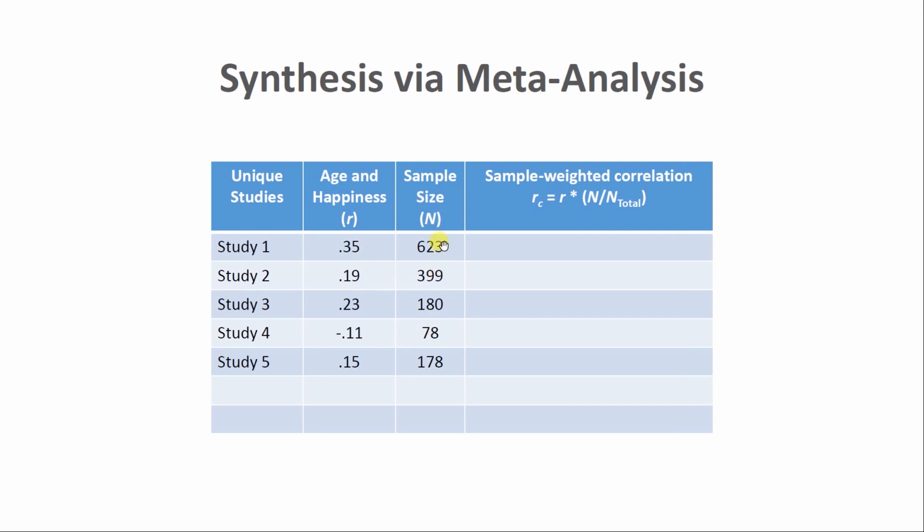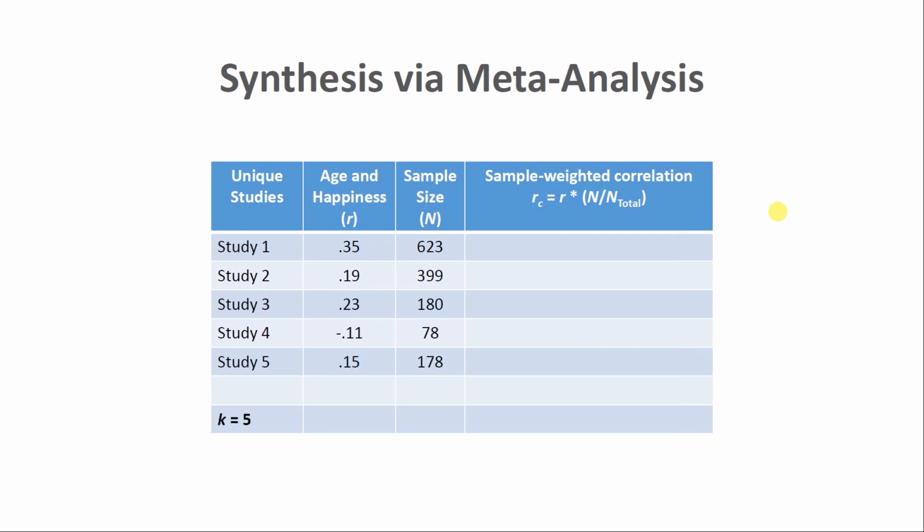And here are the sample sizes. You see these vary quite a bit as well. This sample size for study 1 is the largest. So as you'll find out, this particular correlation coefficient here is going to have the most influence. It's going to carry the most weight as we apply the sample weighted correlation formula here. Okay, and as I noted, pay close attention here because this one is a negative correlation for study 4.